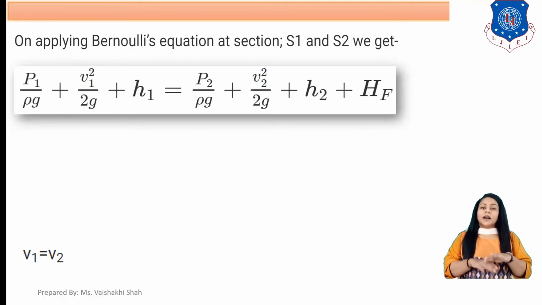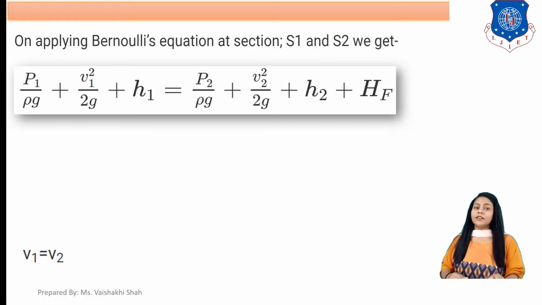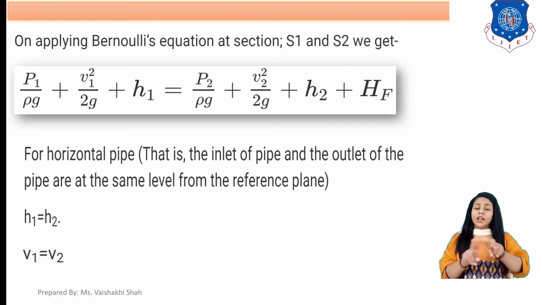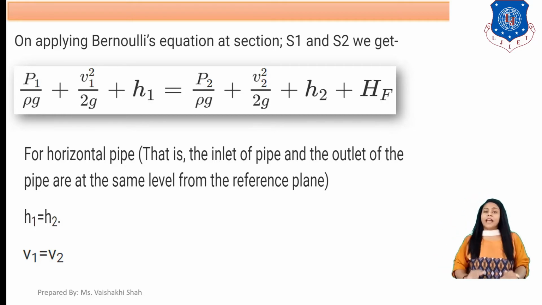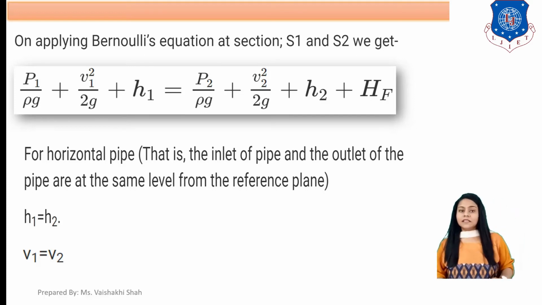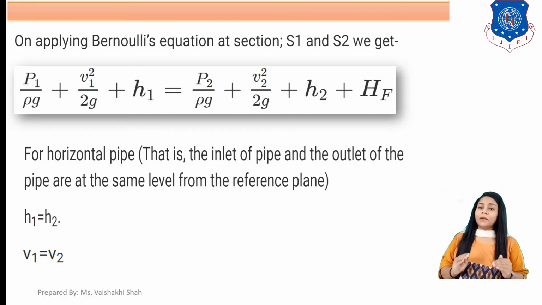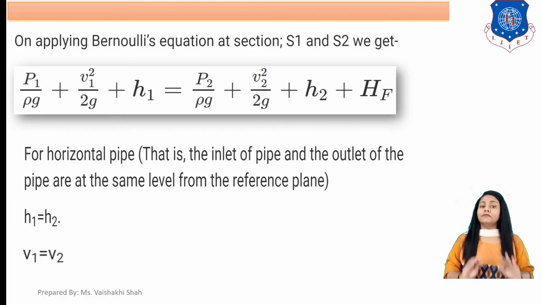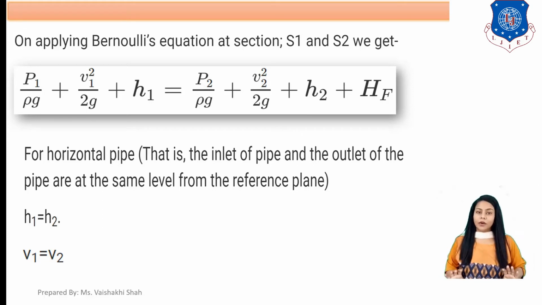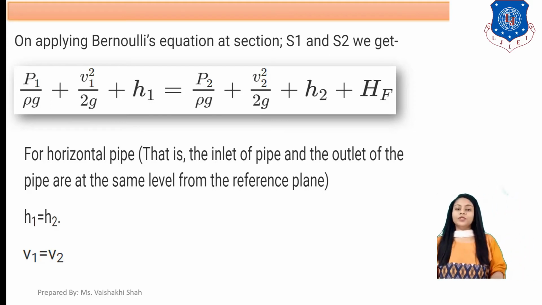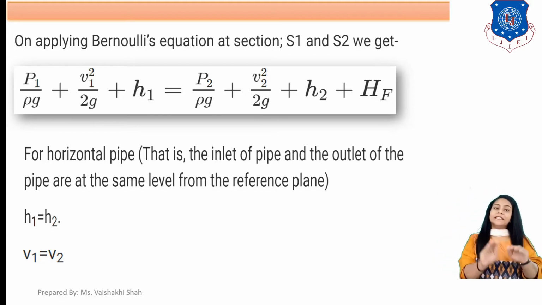We studied Bernoulli's equation earlier in the fluid dynamics chapter. So what is Bernoulli's equation? Bernoulli's equation is a summation of pressure head, velocity head and datum head. Here we are considering two sections where we apply Bernoulli's equation. In this equation, P1 by rho g is the pressure head at section 1, V1 square by 2g is the velocity head at section 1 and H1 is the datum head. Same for section 2: P2 by rho g is the pressure head at 2, V2 square by 2g is the velocity head at 2 and H2 is the datum head.